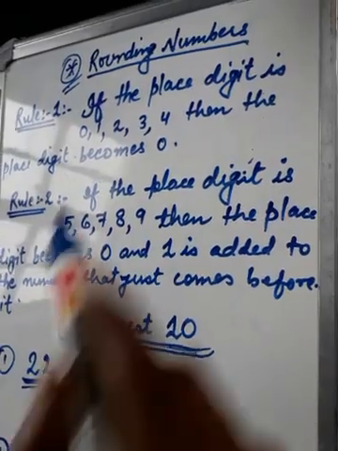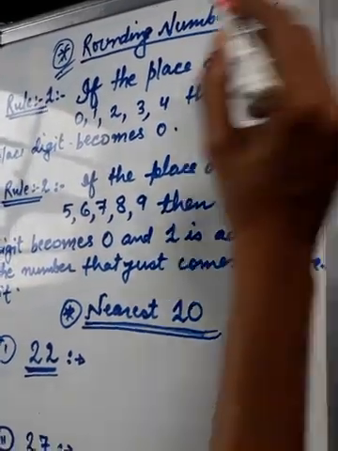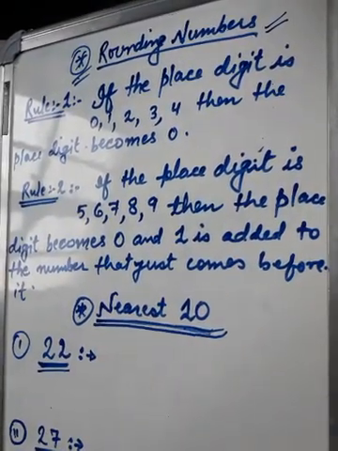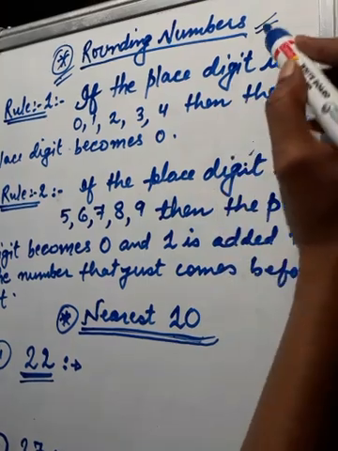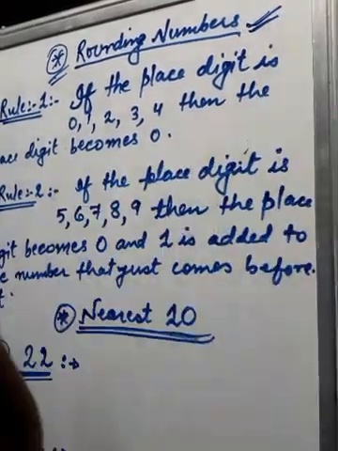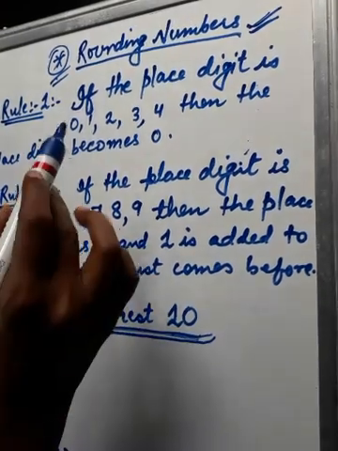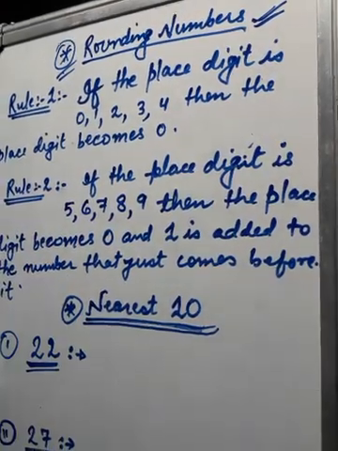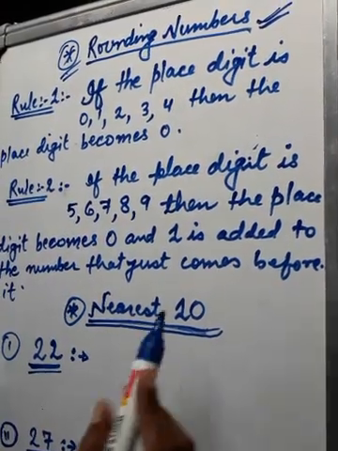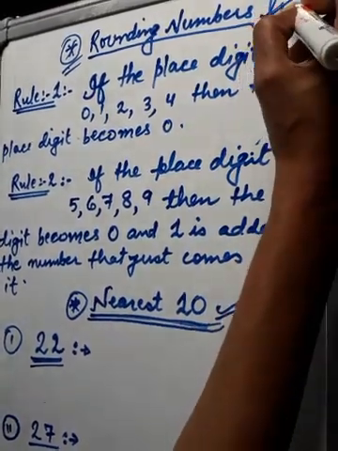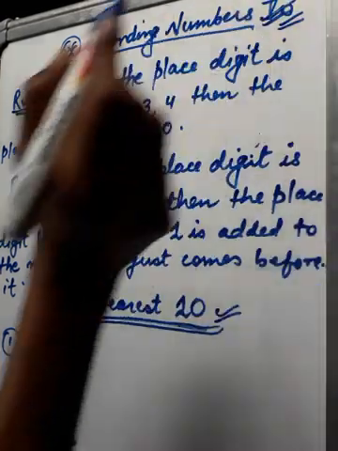So student, now I am going to explain first of all about rounding numbers. After that, I am going to solve questions. So student, I am going to start rounding numbers now. Before starting, I am going to read these two rules first. After that, I am going to start rounding numbers to nearest 10.